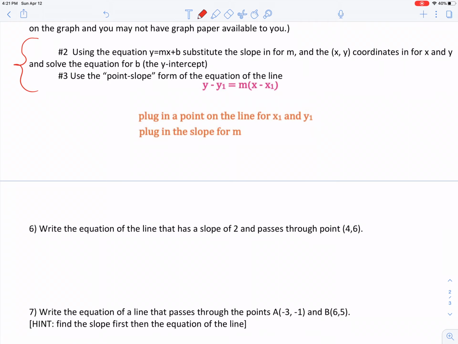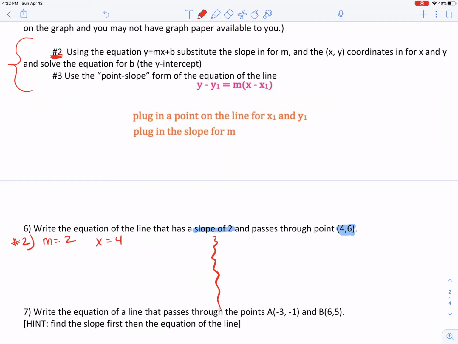So let's do option 2. And I'm referring to this option 2 up here. Using the equation y equals mx plus b, substitute what they give you for the slope for m. So they give you that the slope is 2. I'm getting that right out of the question. And then they give you the point (4, 6). So that tells you that x is 4, y is 6 as a solution to the equation, using the coordinates from the line.